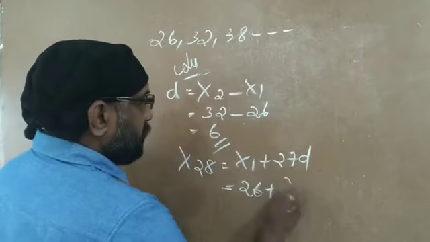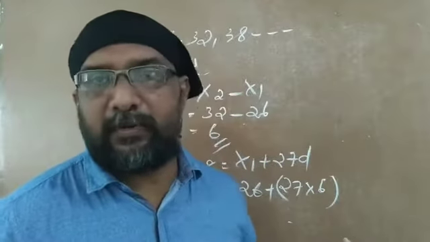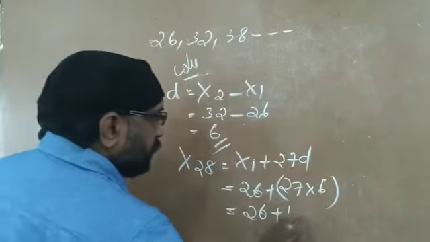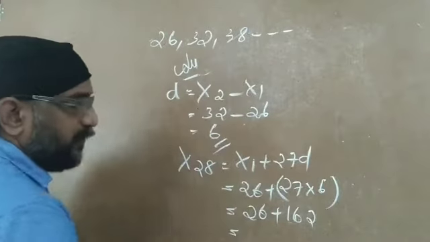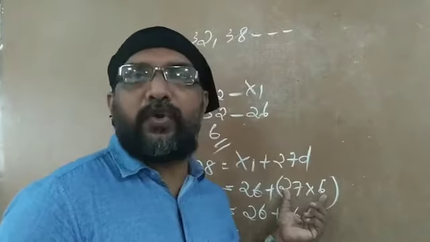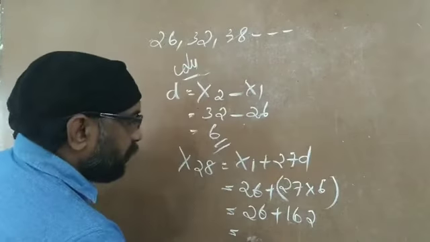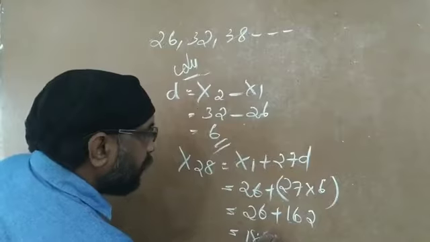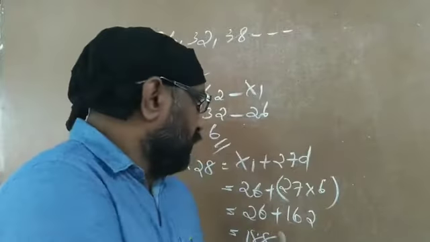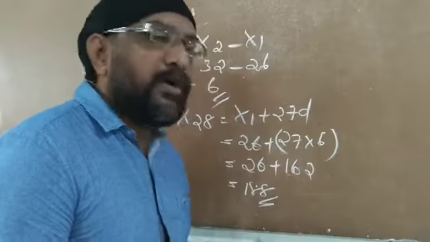It is equal to x1, which is 26, plus 27 into 6, which must be in brackets. Mind the use of brackets in mathematics. It is equal to 26 plus 162. You have to check whether it is right. 27 into 6: 20 into 6, 120. 7 into 6, 42. 120 plus 42, 162. So the final answer will be 188. You have to go for some calculation and make it confirm. So the final answer is 26 plus 162, 188.